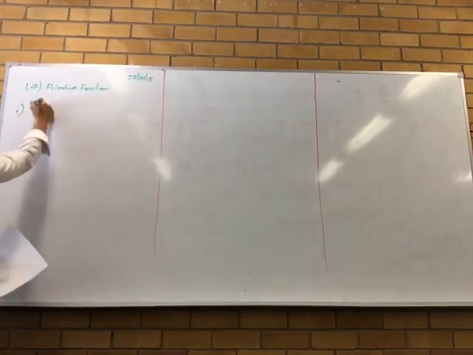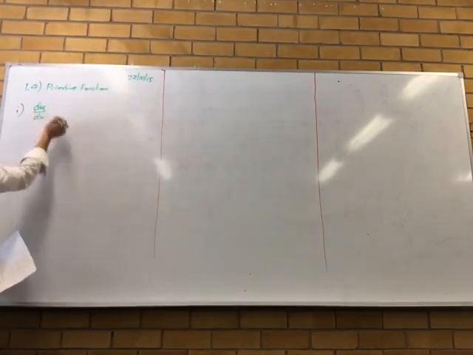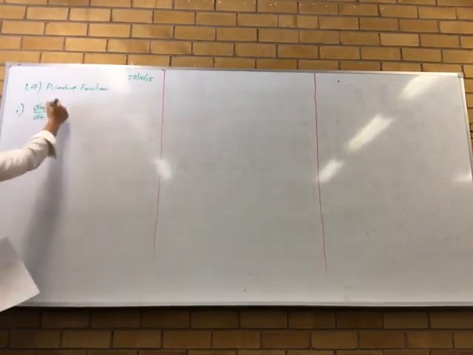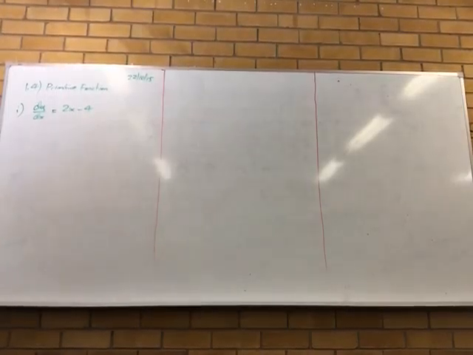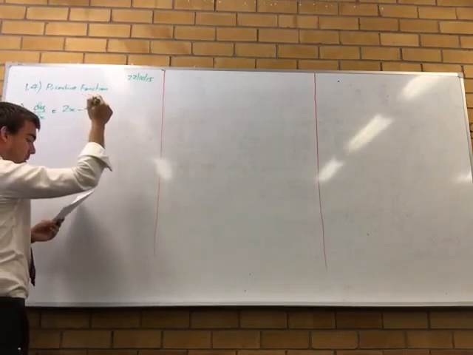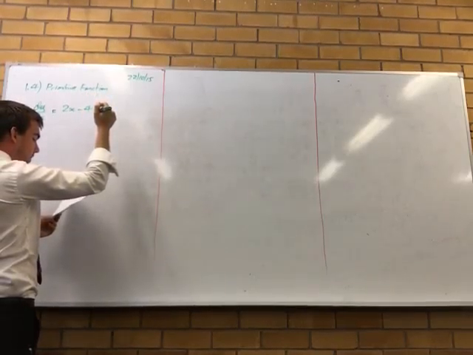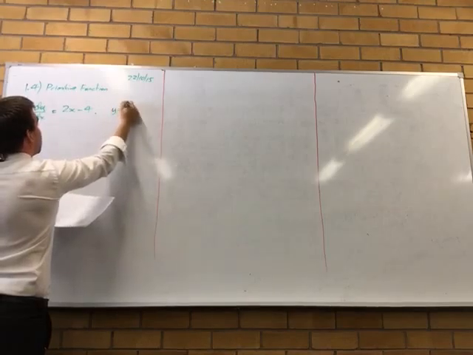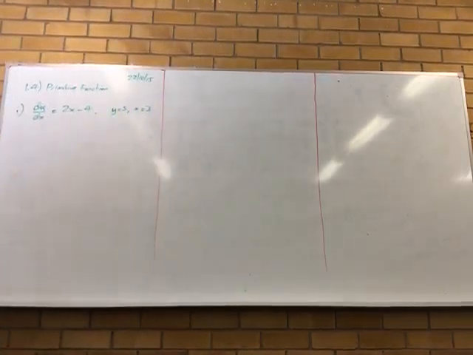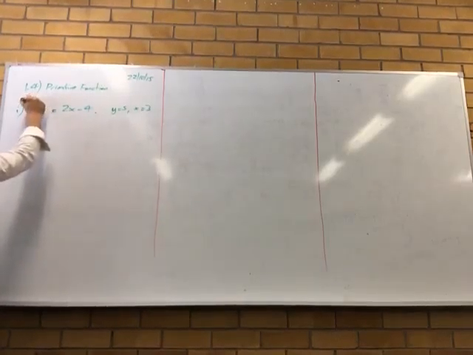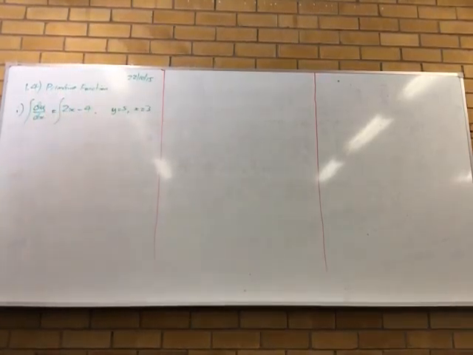Alright, so example 1. dy over dx, so your derivative function. When you differentiated the original function, you got 2x take away 4. We need to find y if y equals 5 and x equals 3. So we're told a specific point about the original function, and we can use that to determine the value of that constant. Alright, so we need to integrate that.